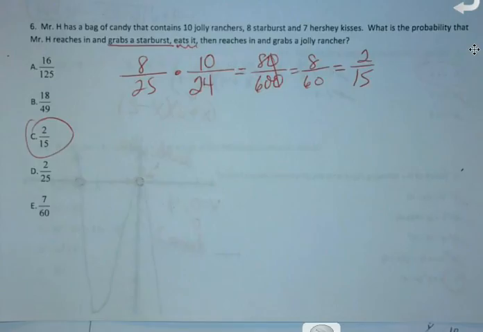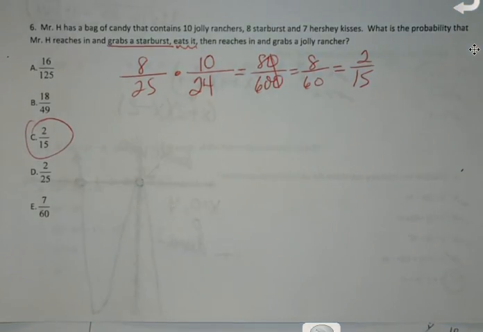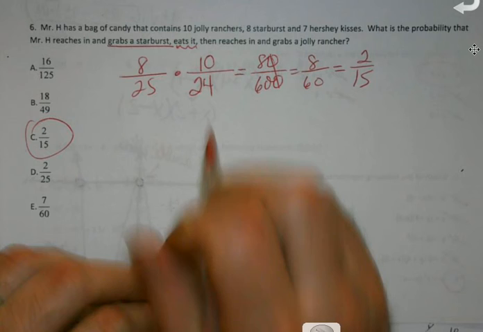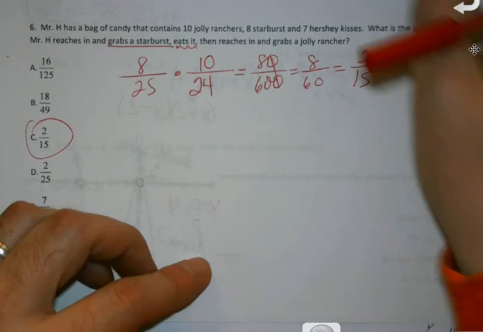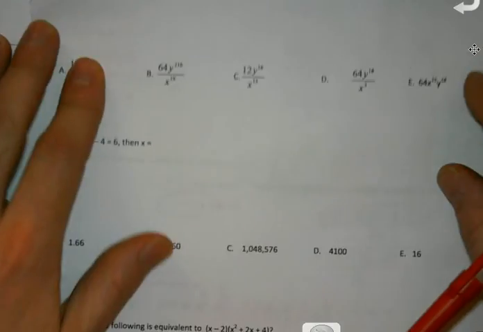Okay. So anytime there's probability, we're just going to multiply across and then simplify the fraction. But watch for things like "eats it" or "puts it back in the bag," because those types of things can change things up. E7.